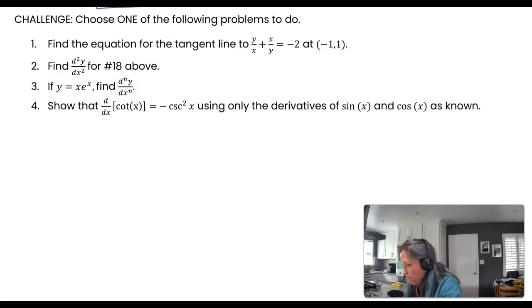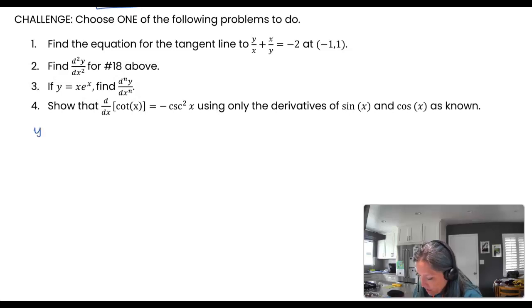So let's do number one of our challenge questions. It was actually much gnarlier than I expected, and I think there were some places where we got into trouble here. I think one place was a lot of students just quotient ruled this in place, and I don't love that. It would work.